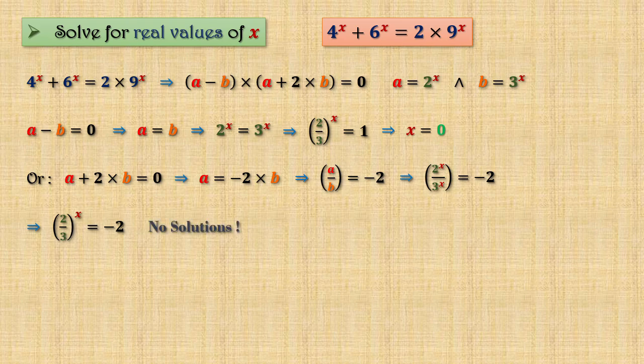And this equation has no solutions in the set of the real numbers R, as we know that the fraction 2 over 3, when raised to the power of x, is always greater than 0, whatever the real values of the variable x is. Therefore the only real solution for our original equation is x equal to 0. So we found the real solution to this exponential equation.